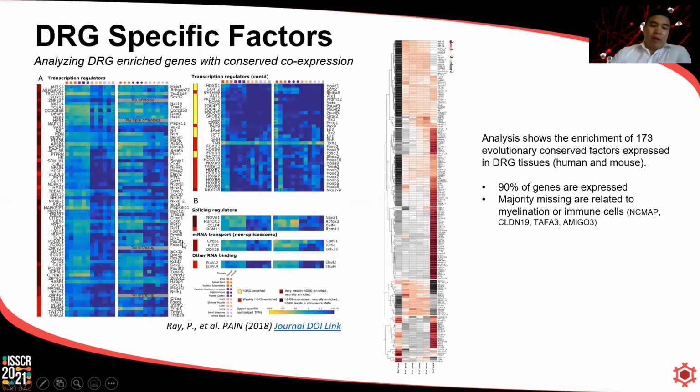So next, we wanted to look into DRG-specific factors. Ted Price out of UT Dallas has done an analysis on multiple different tissues and come up with DRG-enriched genes that are conserved between human and mouse. Of the 173 conserved factors reported in the paper, 90% of the genes are expressed in our cells. The majority missing are related to myelination or immune cells, which makes sense because we make a pure population of neurons.